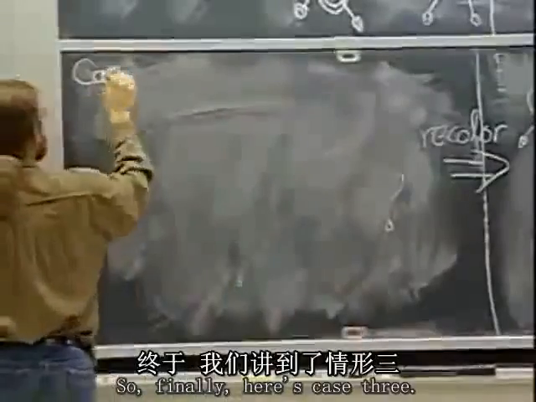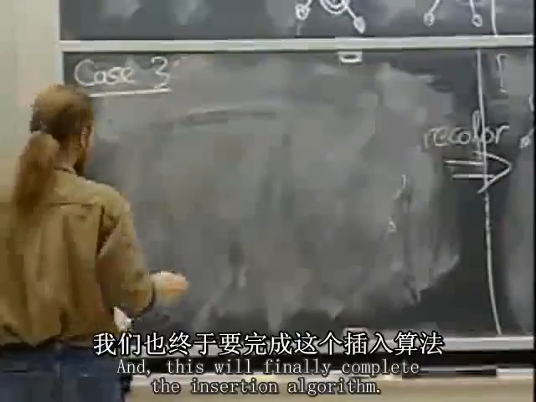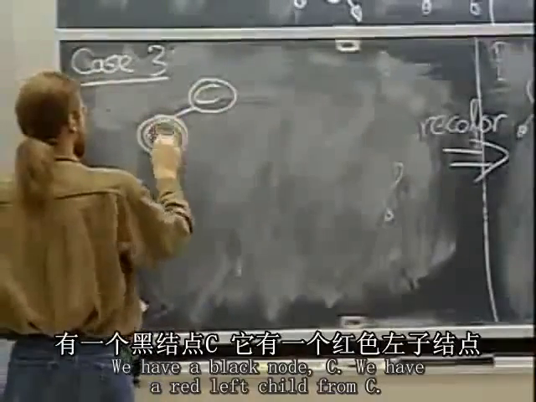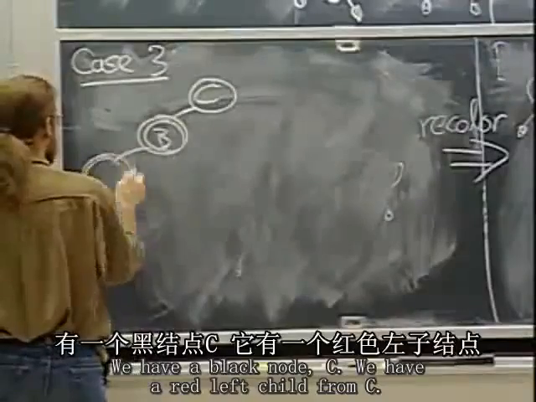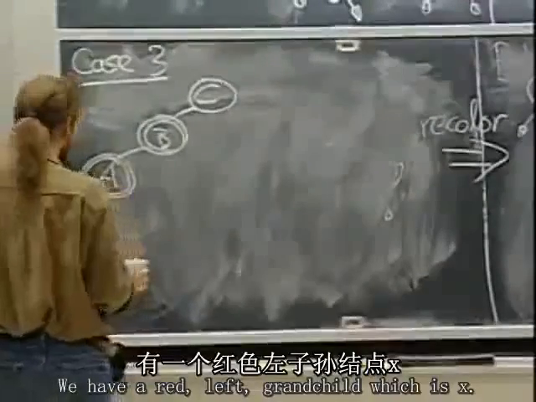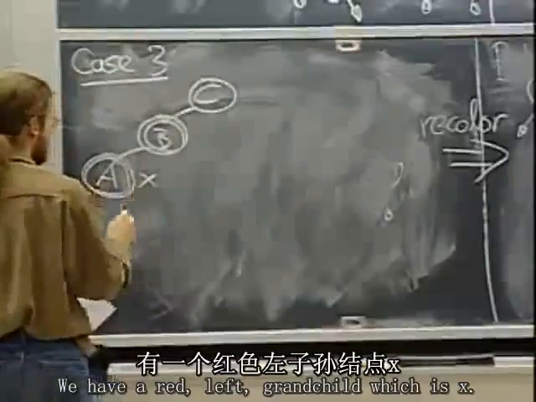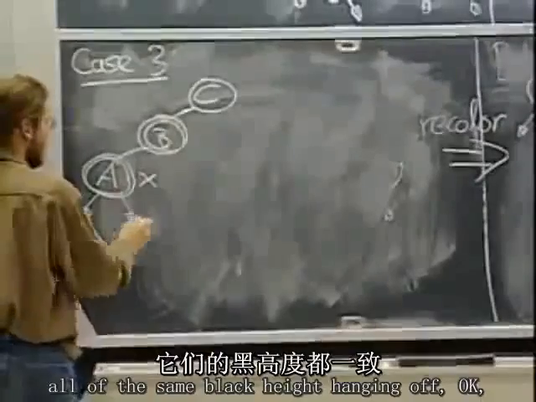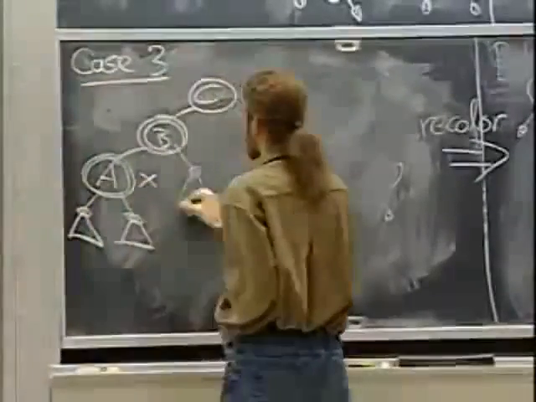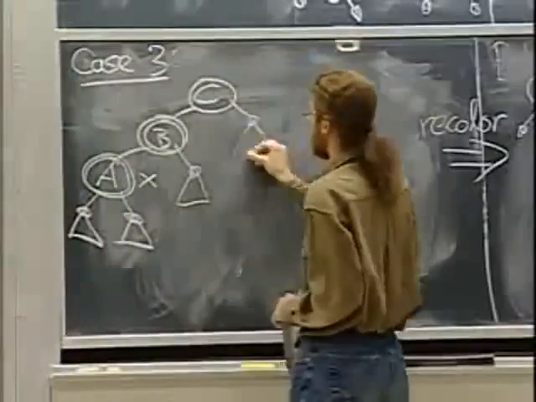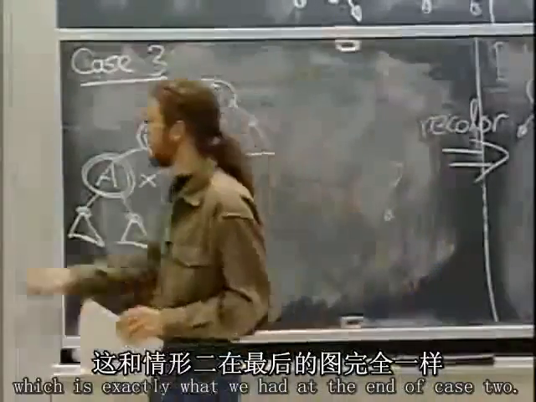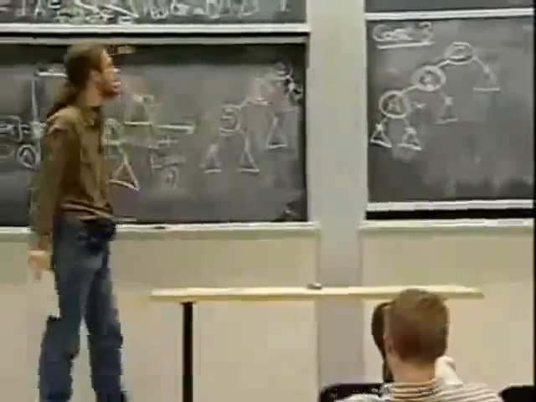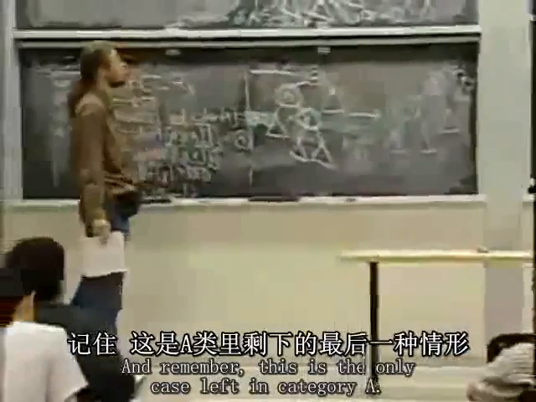So finally, here's case 3, and this will finally complete the insertion algorithm. We have a black node C. We have a red left child from C. We have a red left grandchild, which is X. And then we have these black subtrees, all of the same black height, hanging off. Okay, which is exactly what we had at the end of case 2. So that definitely connects over. And remember, this is the only case left in category A.